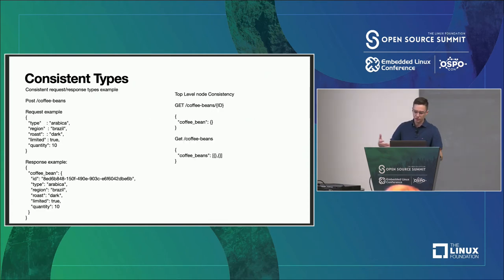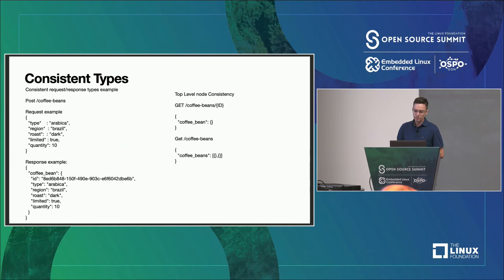Going back to the example, with our request and our response, you'll see that the types match up. In my request to make a coffee bean, the types are strings, the limited field is a Boolean, and the quantity is an int. In my response, it's the same thing, with the addition of the ID field, but that is more of a computed field that you're getting back on your response. So this may seem innocent at first when you're implementing it, but as an integrator, mismatched fields can have greater consequences down the line and cause a lot of headache for the person integrating with your API.